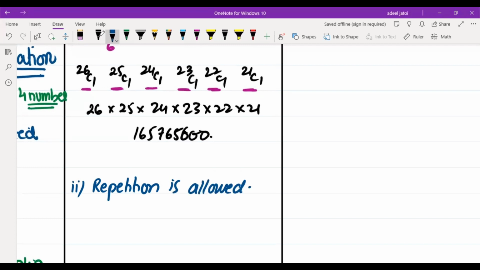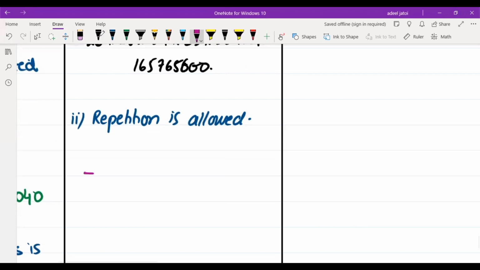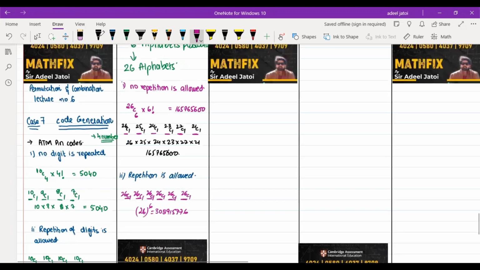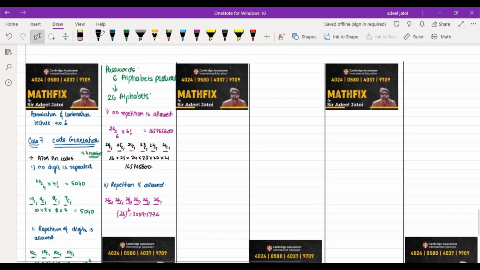This means that with 6 alphabets, I can have the repetition of the alphabet as well. So you can't have 26C6 now. 26C6 represents different alphabets. So you will be having 26C1, again 26C1, again 26C1, 26C1, 26C1, and 26C1. So this is going to be 26 to the power 6, which is 308,915,776. So this is when the password is used with respect to the alphabet.